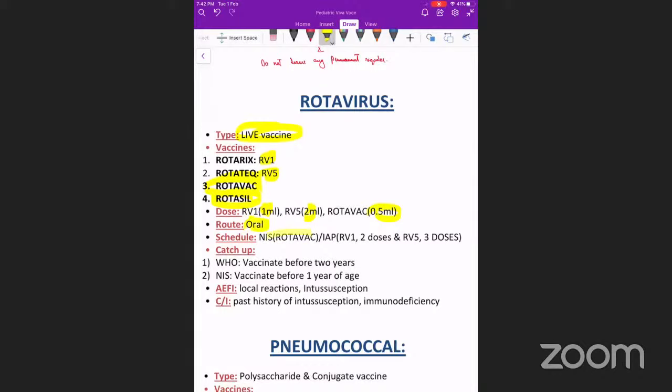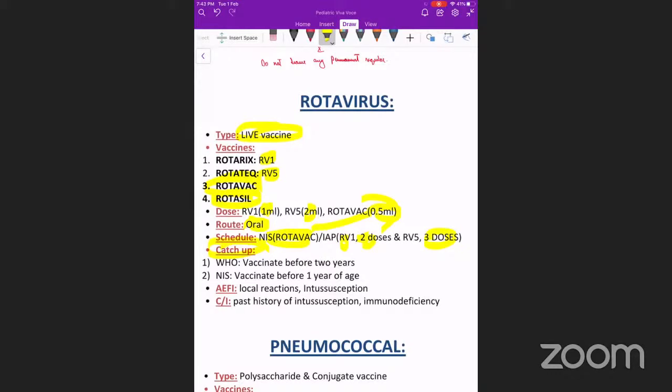In IAP, we give RV1, 2 doses, and RV5, 3 doses. Fine. If it is Rotarix, then we give 2 doses. If it is RV5, that is Rotatec, then we give 3 doses. So if it is the national immunization schedule, then it is Rotavac and we give 3 doses. If it is the IAP schedule, IAP recommends either Rotarix, that is RV1, that can be given in 2 doses, that is 6 and 14 weeks. Or if it is Rotatec, that is RV5, then it is given in 3 doses, that is 6, 10 and 14 weeks.